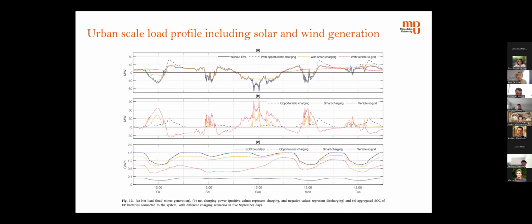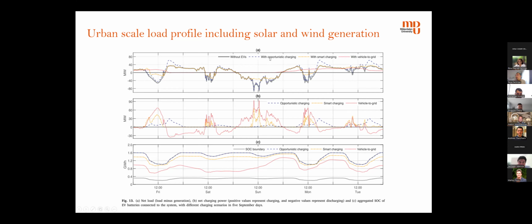So yeah, here is the example. The top figure here is the net load of the city, and the gray is without EV, blue is with opportunistic charging, yellow is with smart charging, and red is with vehicle to grid. As you can see here, the negative net load means that we have excess energy that we don't consume locally. So in this case, if we don't have EV, this is the load.